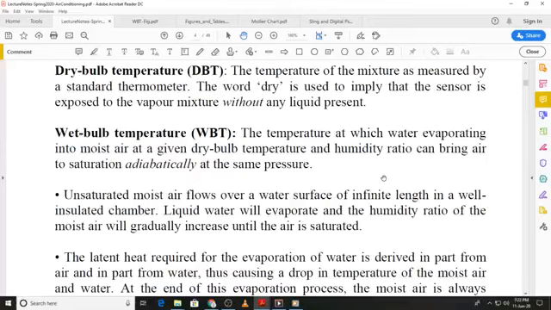What we can think of is a large chamber which is insulated or isolated from the surroundings, and unsaturated moist air enters the chamber and flows over water which is contained in that chamber. And as the air flows in that chamber, liquid water which evaporates into the air stream will gradually increase the humidity ratio of the moist air.